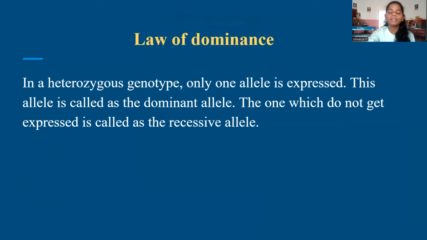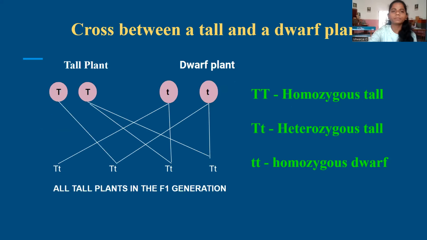In the law of dominance, he states that in a heterozygous genotype, only one allele gets expressed, which means there is another allele which gets masked and will not be expressed because of the other allele. The allele which gets expressed is called the dominant allele, and the allele which does not get expressed is called the recessive allele. The recessive allele is masked by the dominant allele. Let us understand this with an example.